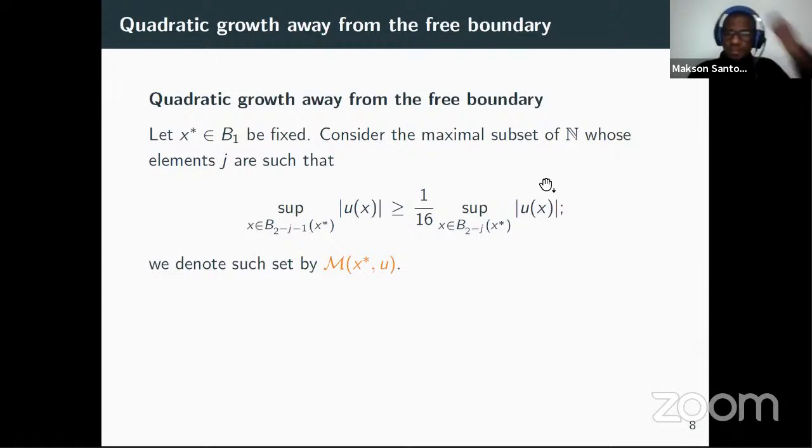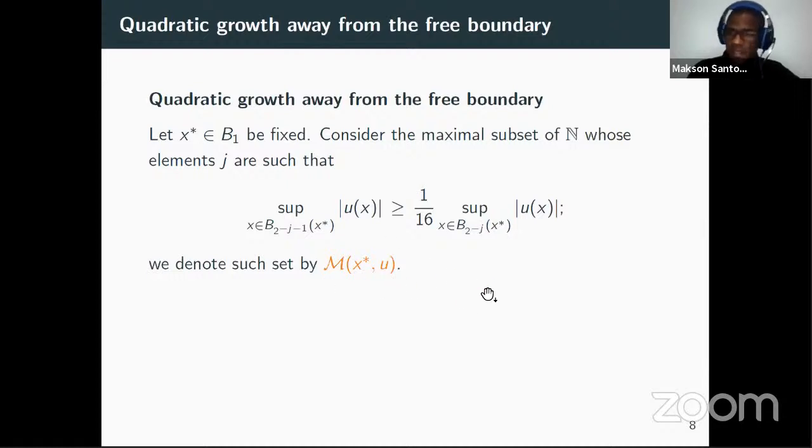Okay. Now we are ready to prove our first result. That is the quadratic growth, and it's done in 3 steps. The first one, we let x star in B1 be fixed, and consider the maximal subset N whose elements j are such that this supremum here is greater or equal than this supremum.